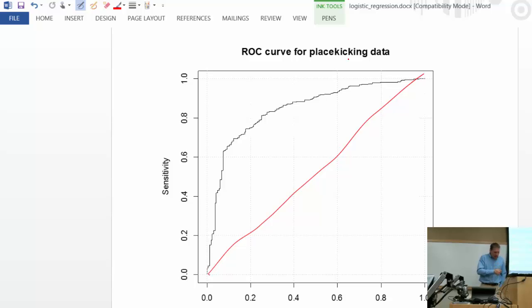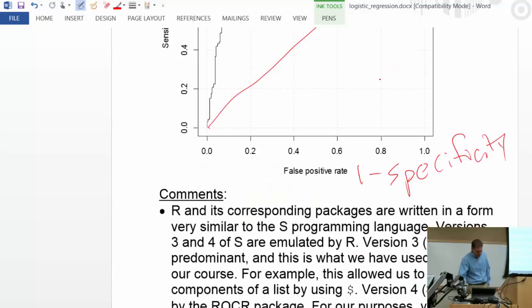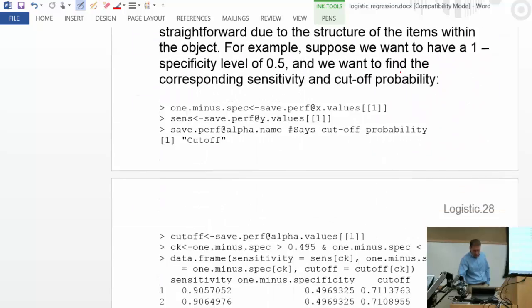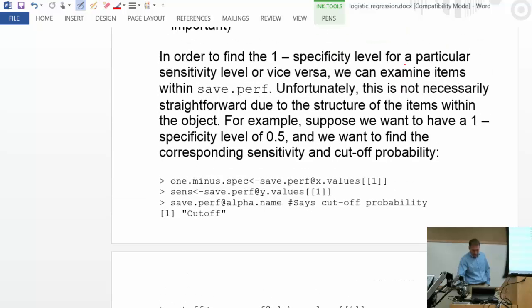Now, quickly here, let's go to page 27 then. Unfortunately, I guess we don't have time. Well, we'll start here next in the next class. This shows you then how you can find what the corresponding cutoff probabilities are.